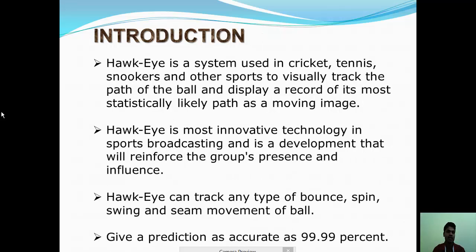Introduction to Hawkeye technology. Hawkeye is a system which is used in cricket, tennis, snooker, and other sports. It is used to visually track the path of the ball and display a record of its most statistically likely path as a moving image.